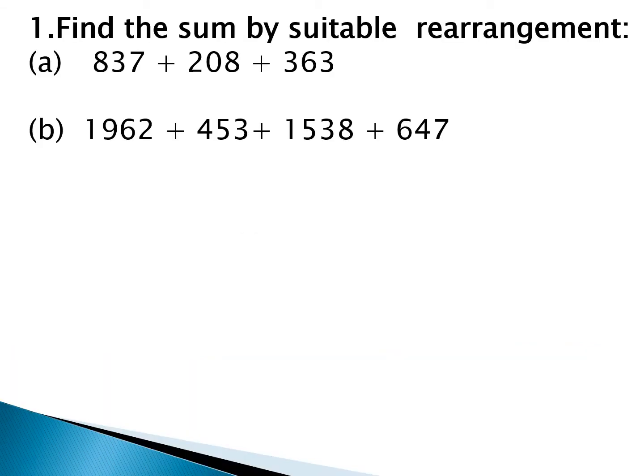Children, now your question number 1 is find the sum by suitable rearrangement. Now what is the meaning of rearrangement? It means you have to rearrange the terms, or in other words you have to change the order of the terms to make your sum easier. Now which two terms will you choose first to add? For doing that you have to see the digit at ones place. You have to choose those two terms first which will give 0 at ones place after adding.